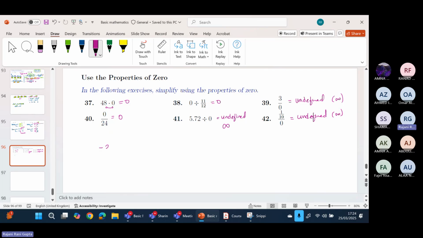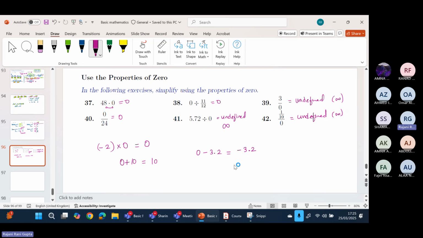Okay, if I give you minus 2 multiplied by 0, how much is it? 0. If I say 0 plus 10, how much is it? 10. Good. 0 minus 3.2? Minus 3.2. Okay.